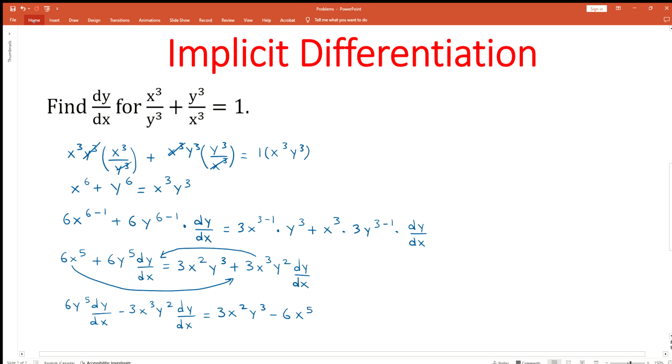Next, we can factor out dy over dx from both terms on the left side. Next, we can isolate dy over dx on the left side of this equation by dividing both sides by 6y to the power 5 minus 3x cubed y squared.